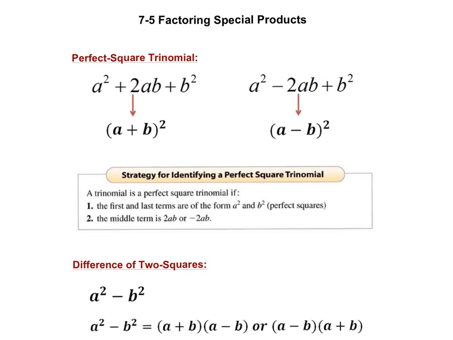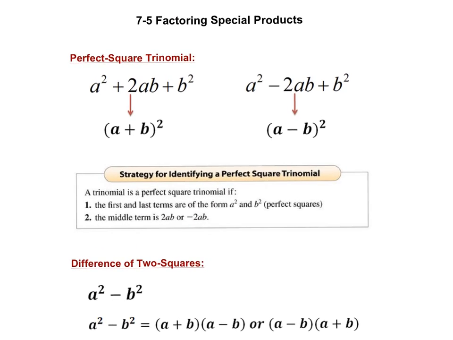This is 7-5 special products. So we're going to be talking about perfect square trinomials and difference of two squares.